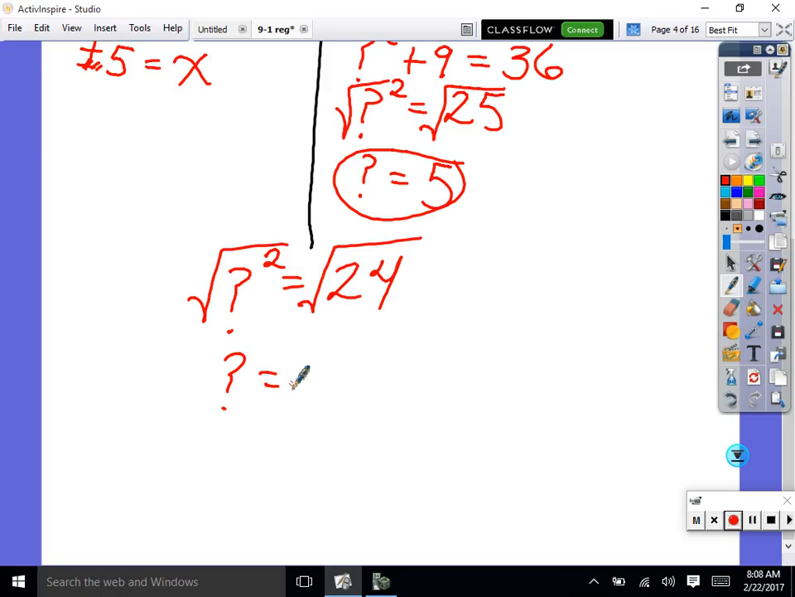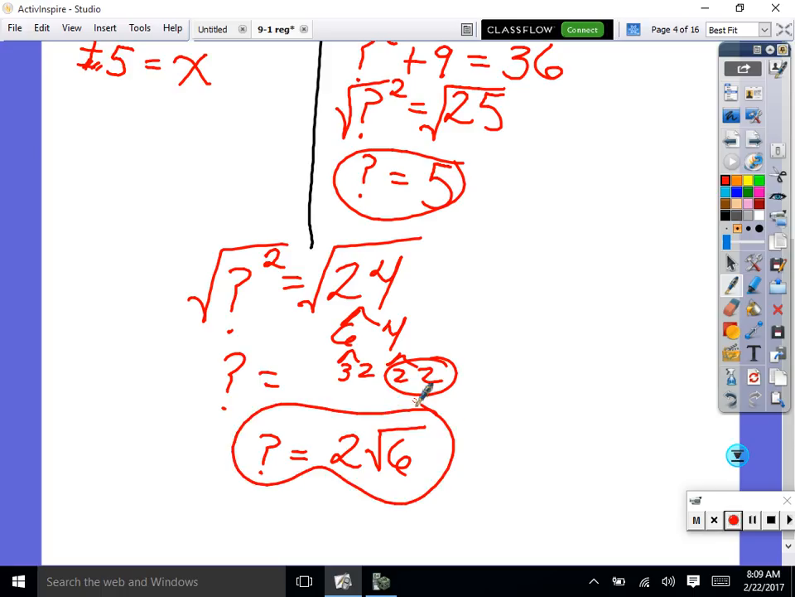So if you had something like that, we would expect you to go 6 times 4, 3 times 2, 2 times 2. So when we pull out groups of 2, guys. Everybody, yes, we're good. You all know what I'm talking about. So question mark is equal to 2 square roots of 6. That would be how you'd write it, not decimal. And we've talked about that this year already.